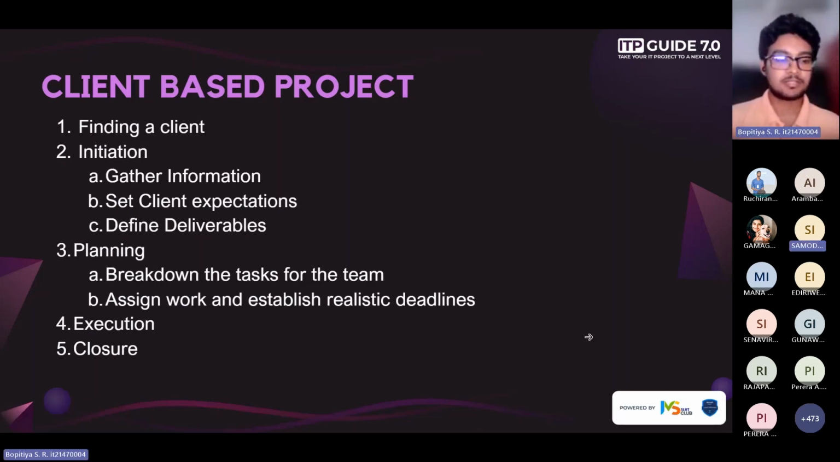So the next step is basically the planning. You take the deliverables, the job that needs to be done, and you break it down into tasks for the team to develop. And you need to assign the work to them. And when you're assigning work, make sure the team member has all the skills for it.